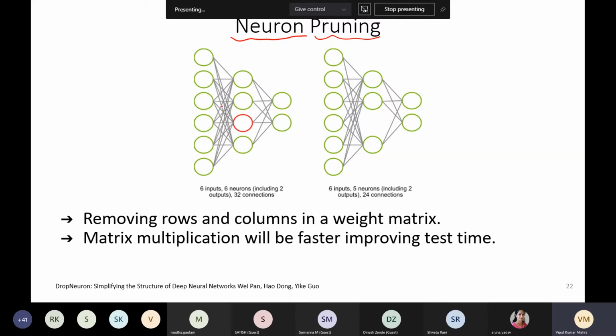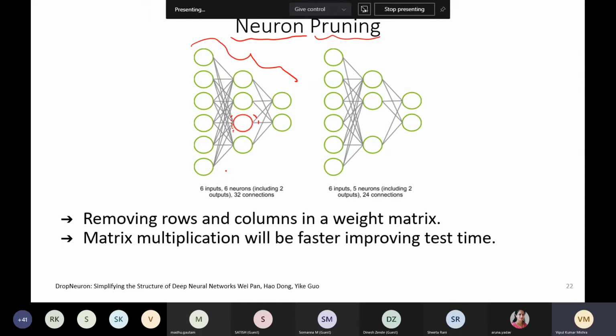Out of all these neurons, you decide which neuron is not contributing a lot to the network, and then remove that particular neuron. Suppose this is represented by red here. So we take this red one, we select this neuron and delete it. Once you delete it, whatever connections are related to this neuron are also deleted from the network.